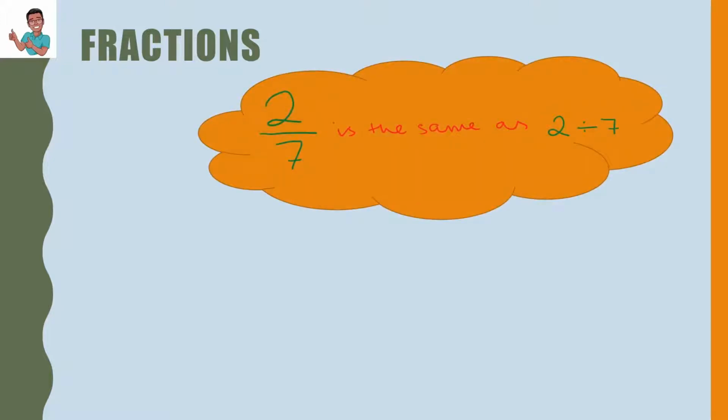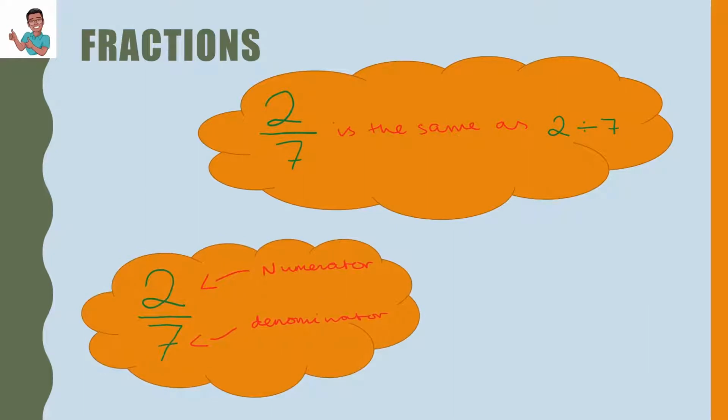There are two rules we have to remember. One is that when we have a fraction, example 2 over 7, it is the same as writing 2 divided by 7. Another rule we have to remember is the number on the top, in this example 2, is the numerator, and the number on the bottom, in this example 7, is a denominator.